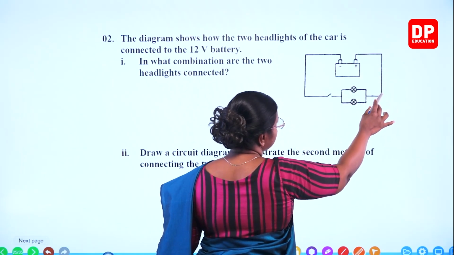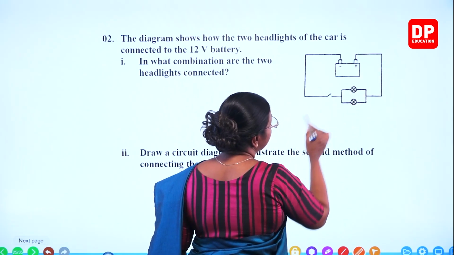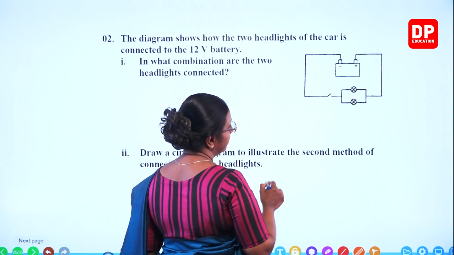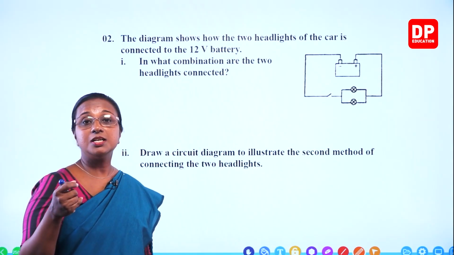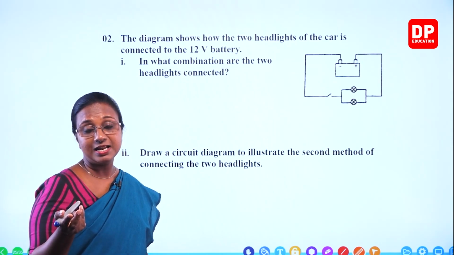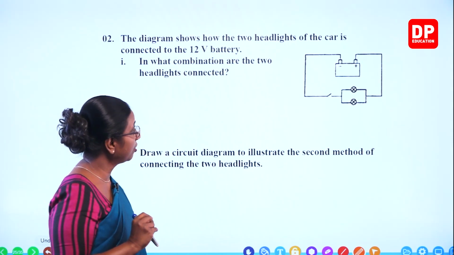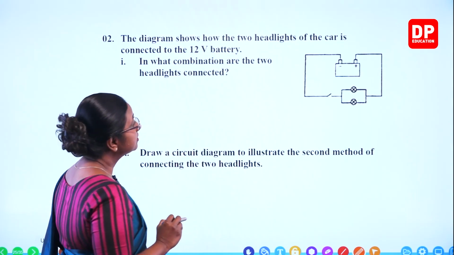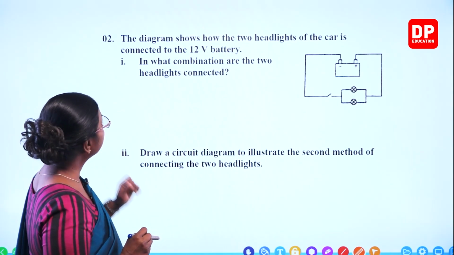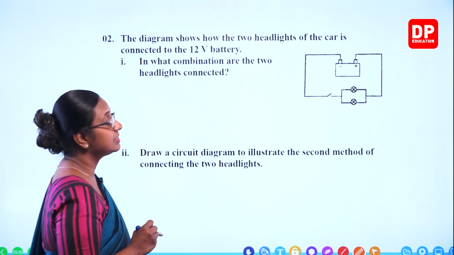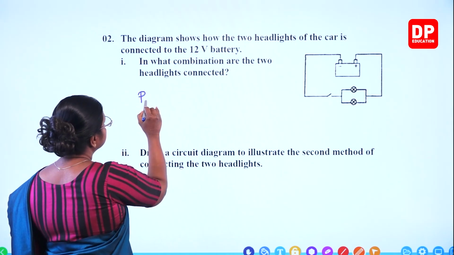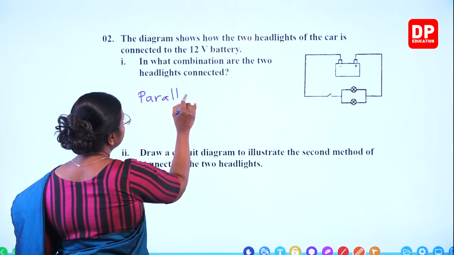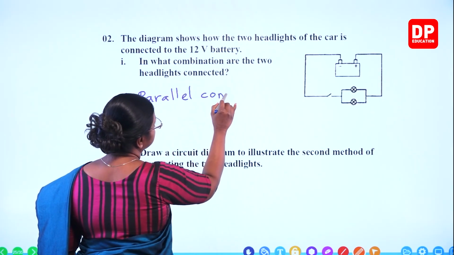From the positive terminal, you can see the headlights are connected in a parallel manner. Then there is the switch. Whenever the switch is turned on, the headlights come on. Then you can turn it off. So that is how the circuit is connected. In what combination are the 2 headlights connected? They are connected in a parallel combination. Parallel combination.